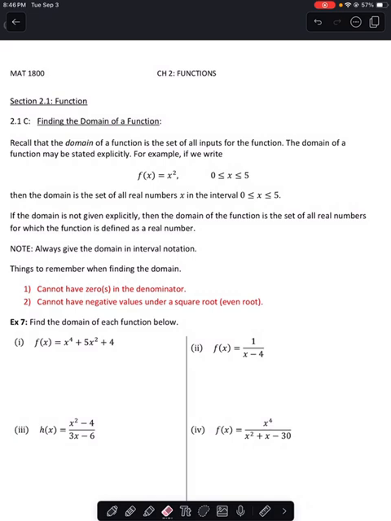So for any function, the domain can be stated in the problem, or if no domain is stated, then it means the domain is going to be whatever the function domain is in general.